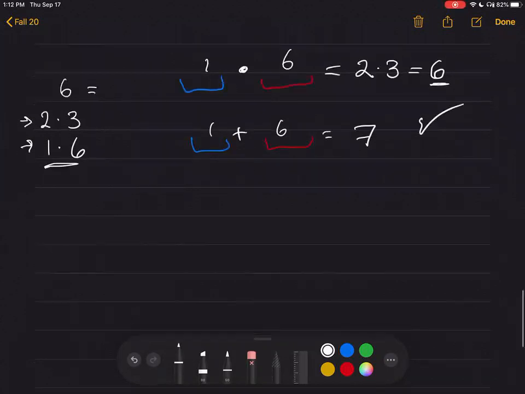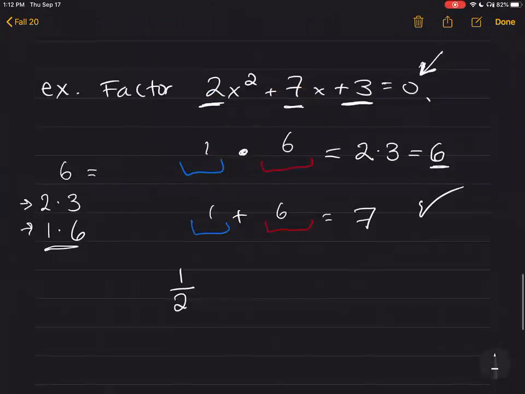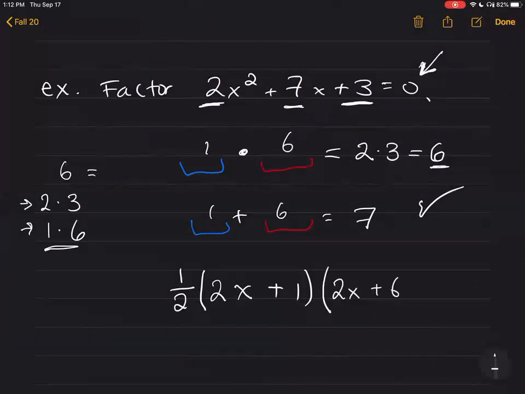So then our answer will be, with A being 2, remember, from up here, 2x plus 1 and then 2x plus 6. And that's our factored answer. Cool.